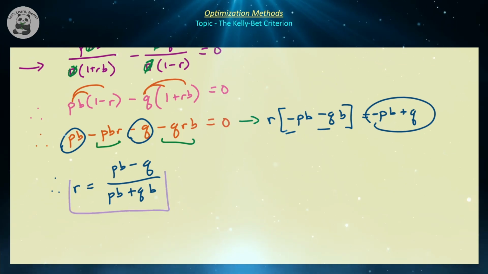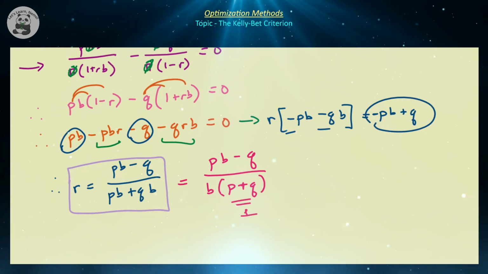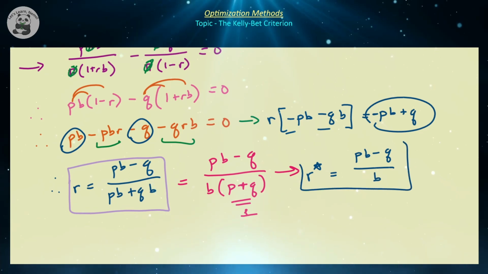And that's in some sense the equation for R, but we can actually clean this up just a little bit if you're very insightful, because this is, keep in mind, PB minus Q over, and if we factor out a B out of the bottom, notice we're just going to have P plus Q. Remember that P plus Q are complements of each other, so P plus Q is actually just going to be equal to 1 regardless of what P and Q are. So this actually simplifies very, very nicely. And we have that R star is equal to PB minus Q all over B.